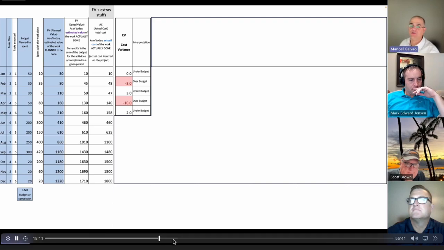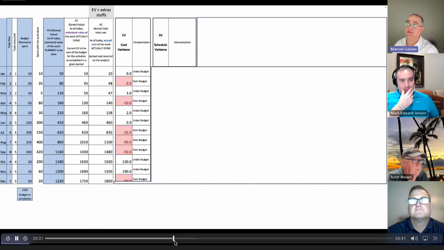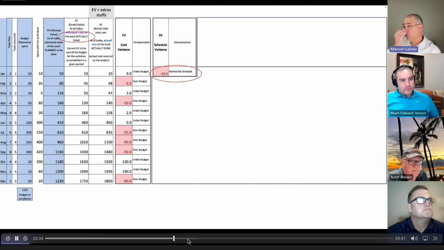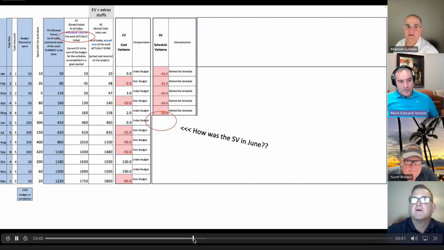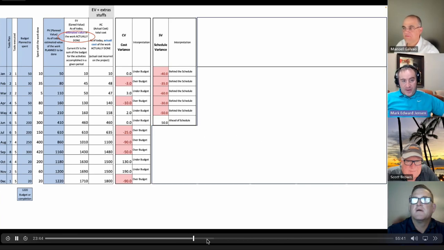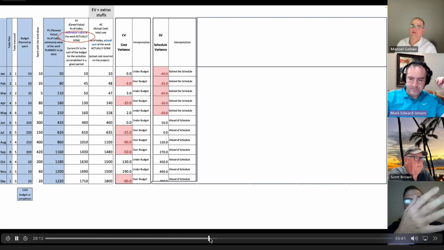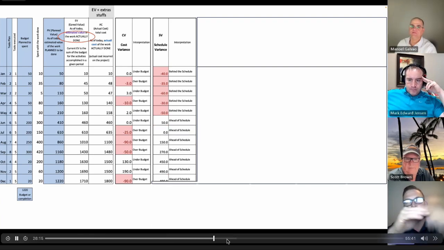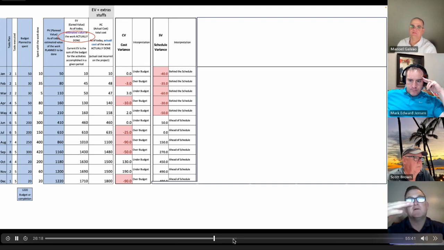One more. How about June? Interpretation behind the schedule variance. Why do I have minus 40 here and why am I behind the schedule? Because it's your earned value minus your planned value. Exactly. Remember the blue one is what I planned. So we say ahead of schedule. However, what we're doing here is looking at each individual month. You invest into it and you get very little work done. So when you do the overall cumulative, it's really ugly.